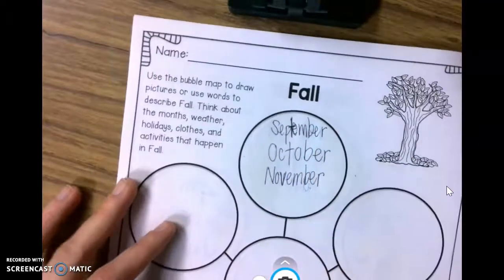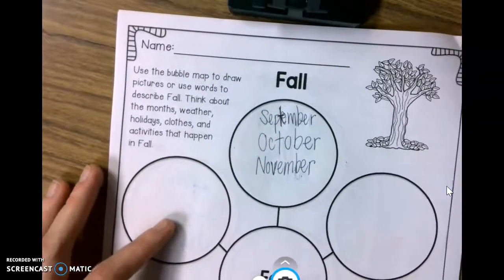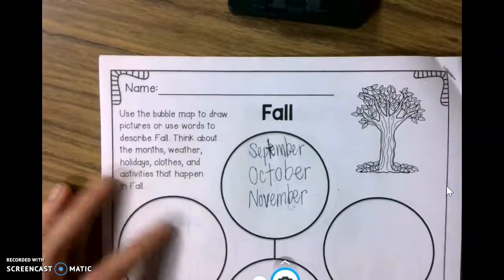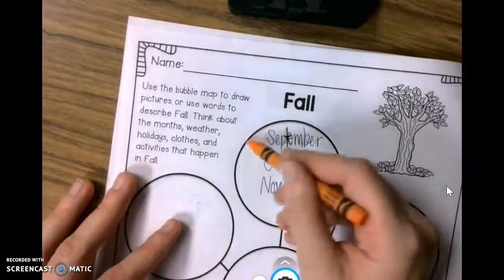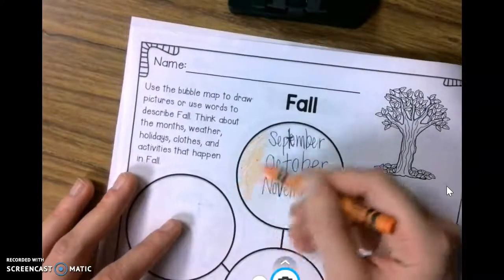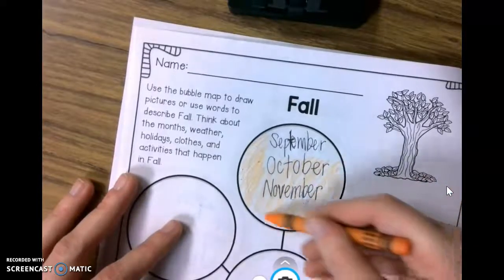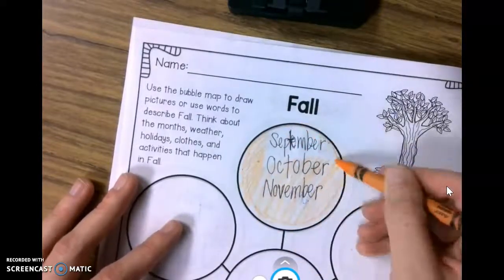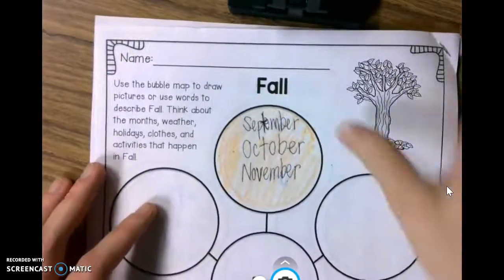In October we have Halloween. In November we have Thanksgiving. So I'm going to color this, let's see, I did red and yellow and blue. No, green. I'll do orange because the leaves are starting to change, and we have pumpkin pie, we have turkey, the holidays start to happen, we go trick-or-treating. It's just a really fun time.